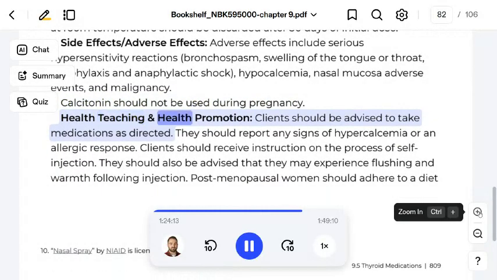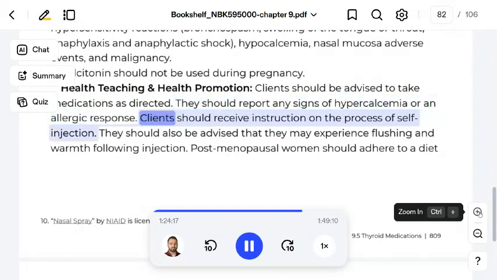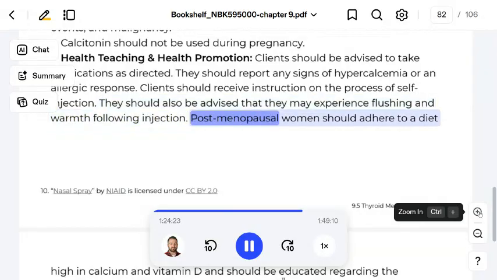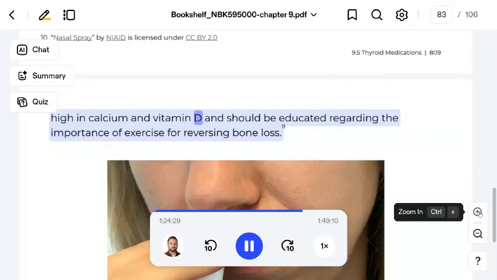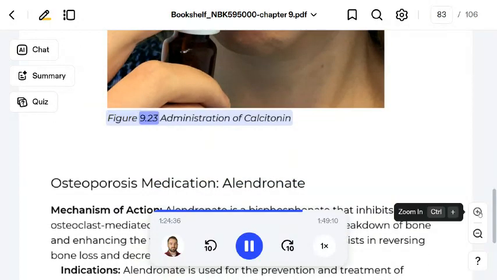Health teaching and health promotion. Clients should be advised to take medications as directed. They should report any signs of hypercalcemia or an allergic response. Clients should receive instruction on the process of self-injection. They should also be advised that they may experience flushing and warmth following injection. Post-menopausal women should adhere to a diet high in calcium and vitamin D, and should be educated regarding the importance of exercise for reversing bone loss. Figure 9.23 Administration of calcitonin.